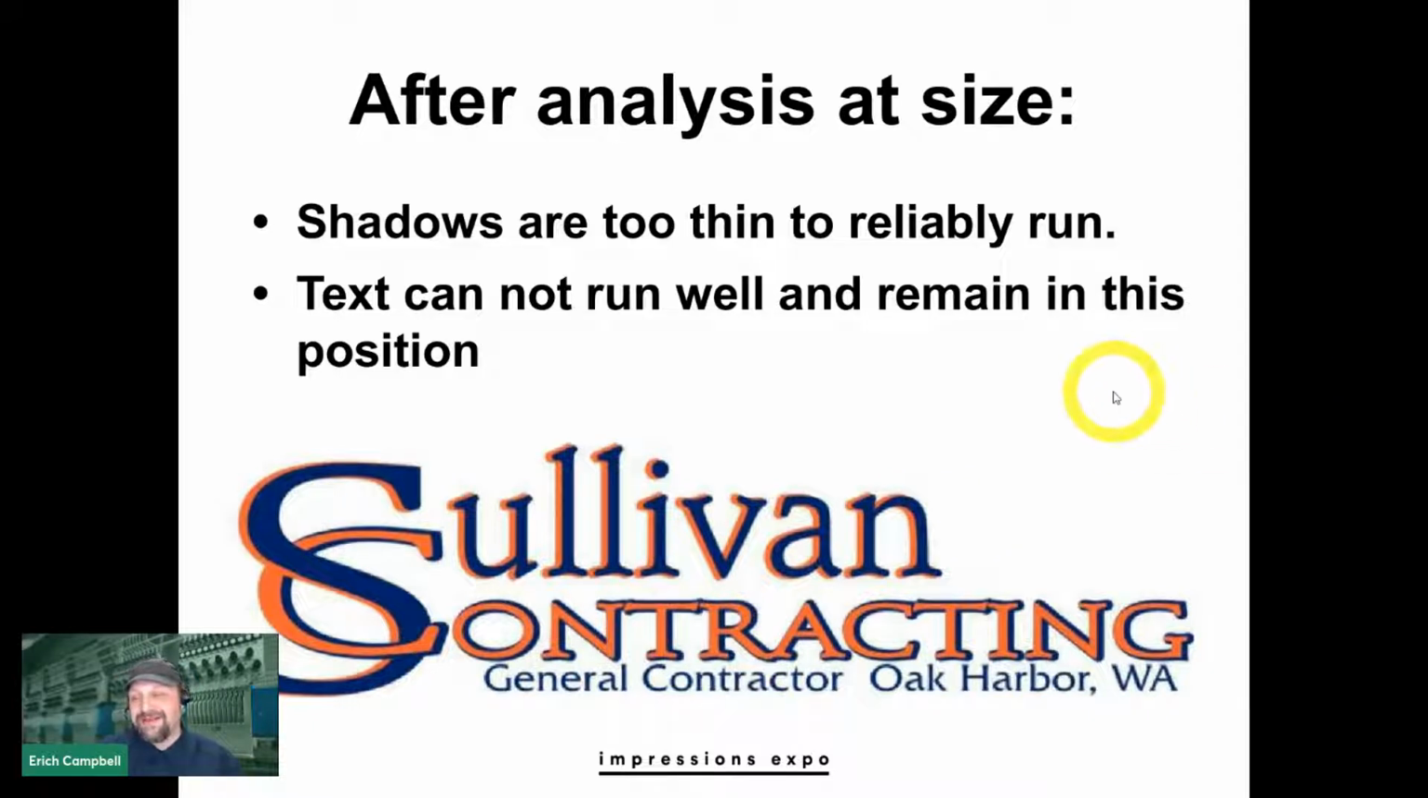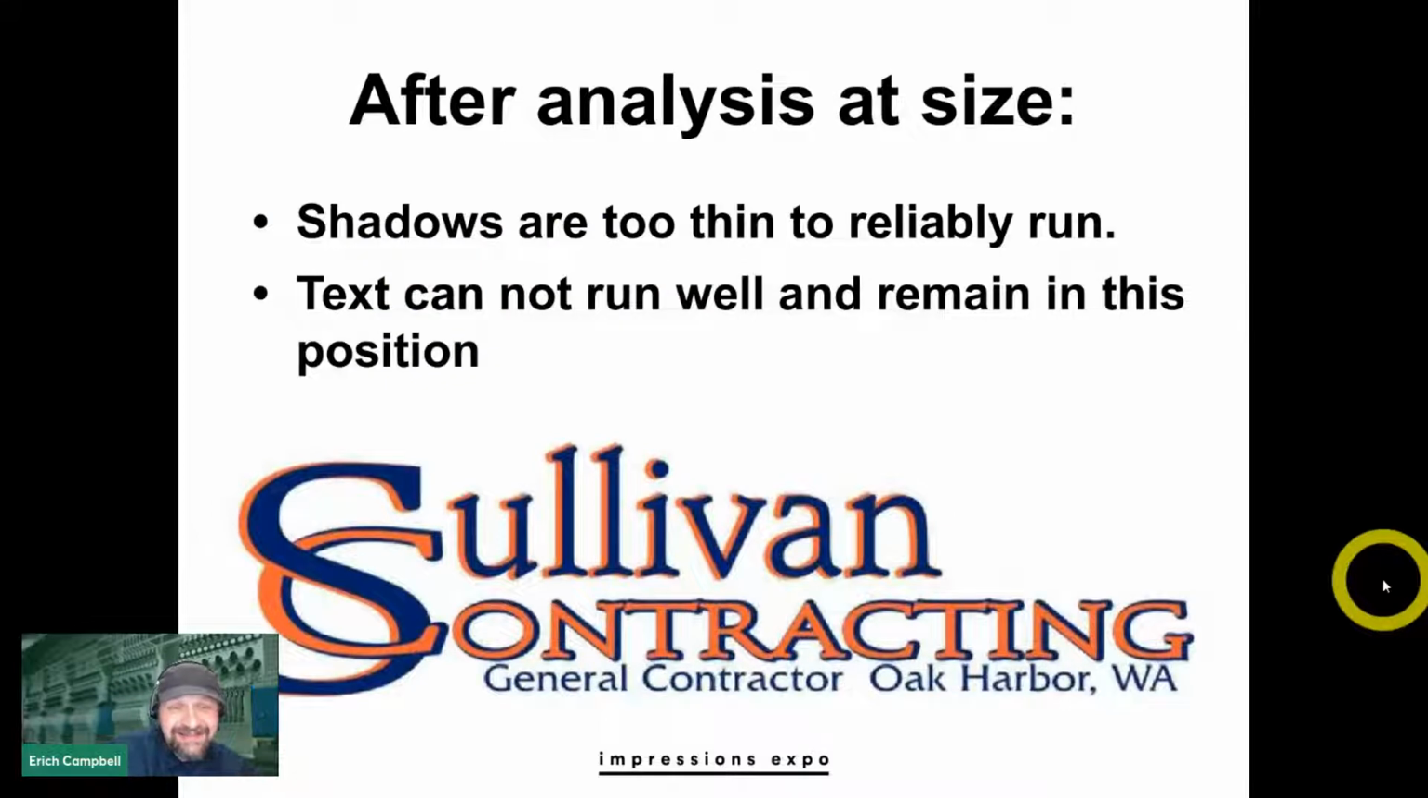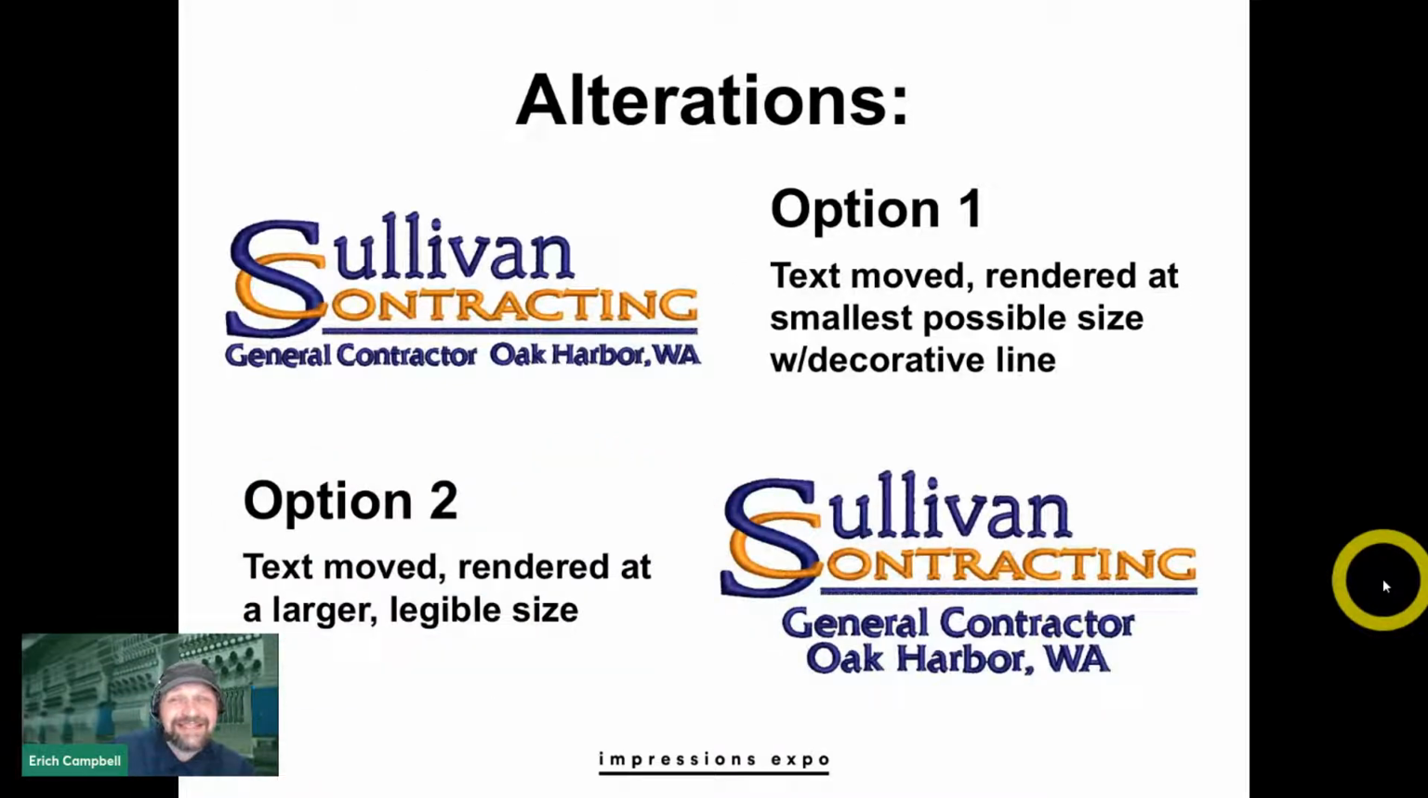So this is where the assumptions in the design are wrong. It's not that the design is bad or evil or wrong or against us somehow, but we have to make alterations. So we provide some options. We move some text, we render things at the smallest possible size, we add a decorative line in here to fill up some space, we remove the shadows because they're just not going to work. This and this are not exactly the same, but they communicate the things that they need to communicate.